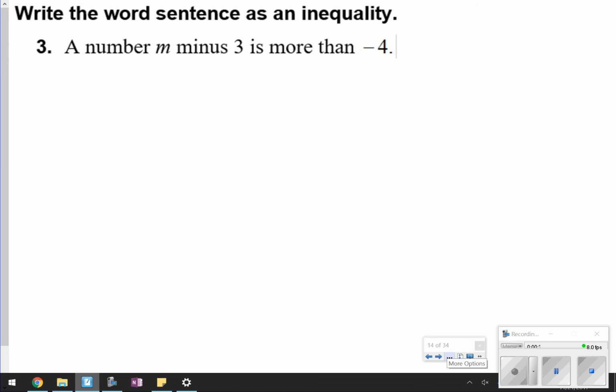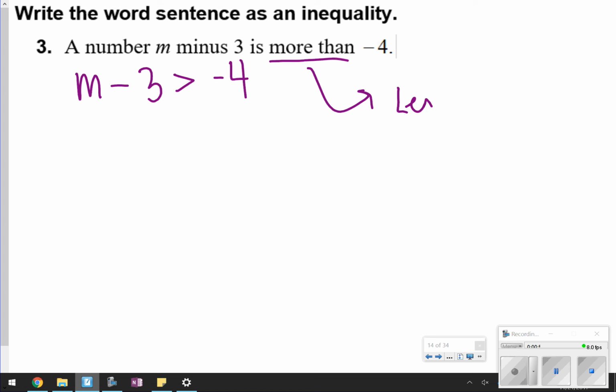Number 3, you're writing all of these as words, and it says as an inequality, m minus 3 is more than, so that means greater than, negative 4. Remember to go back and study these words from lesson 4.1 to help you remember what to do there.